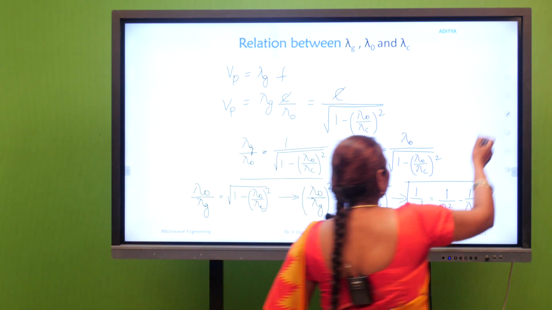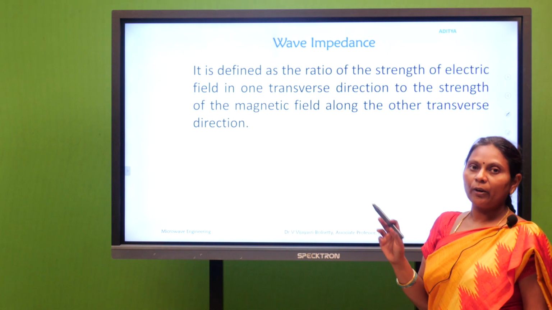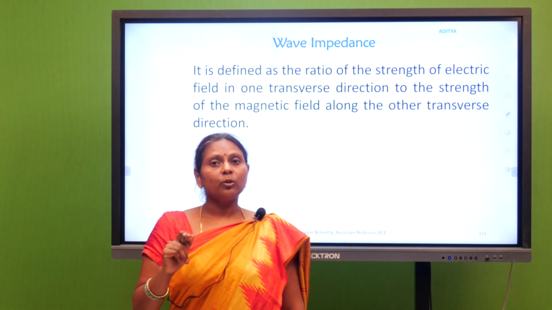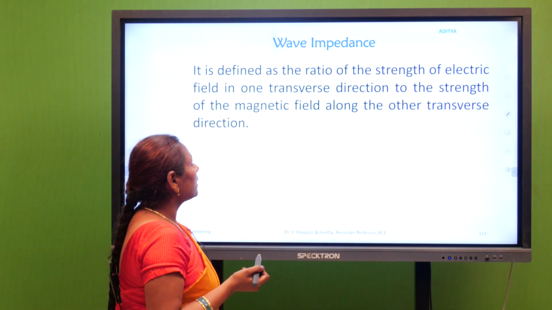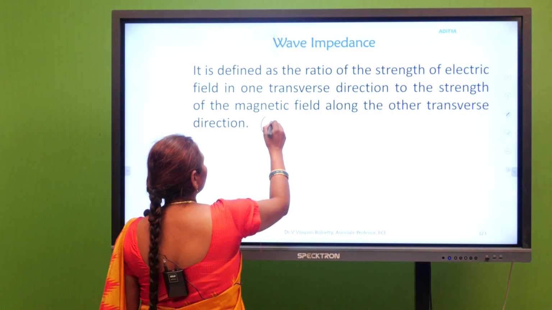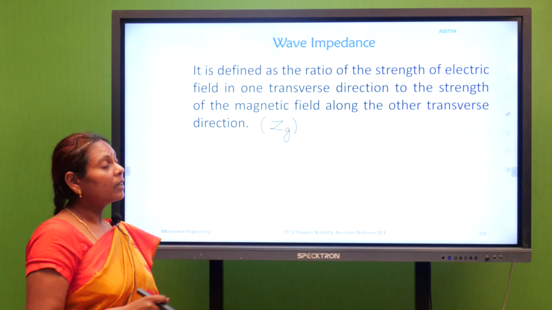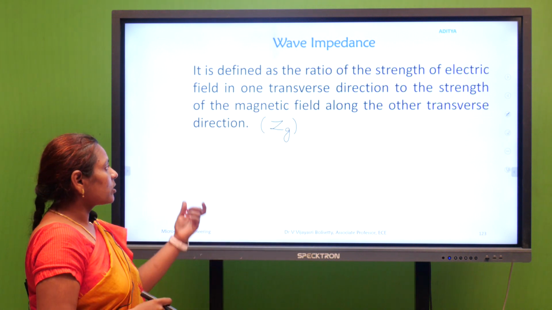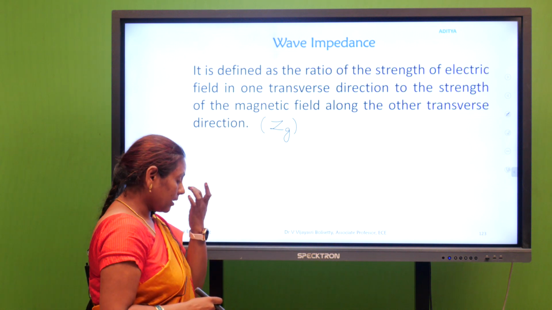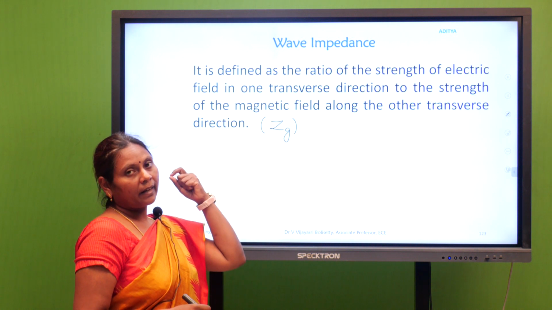So now let us define what is the wave impedance and how we represent this wave impedance. So this is the wave impedance. Generally we represent this wave impedance as Zg, guided wave impedance, as Zg, because it is propagating through the rectangular waveguide. So Zg represents the wave impedance of the wave that is propagating through the rectangular waveguide.